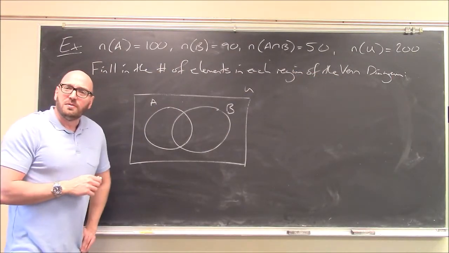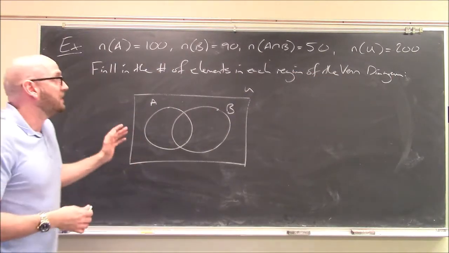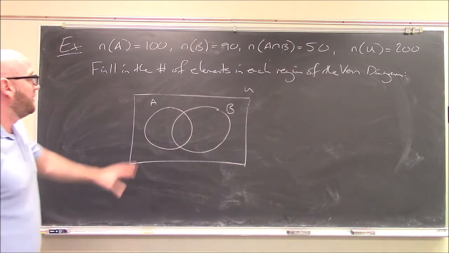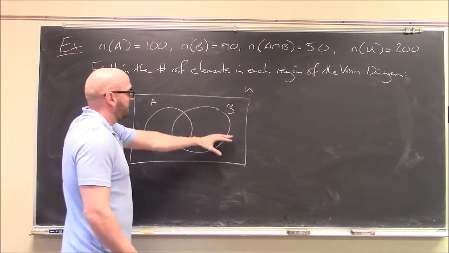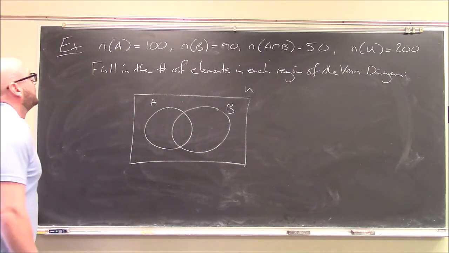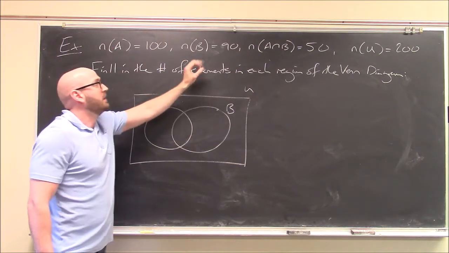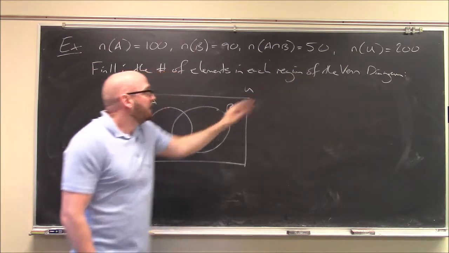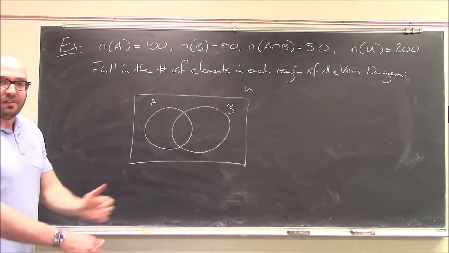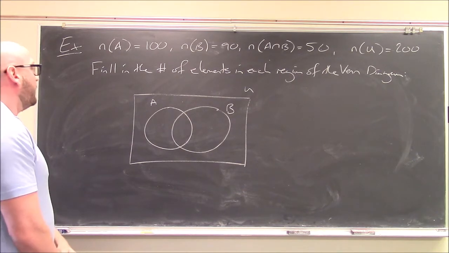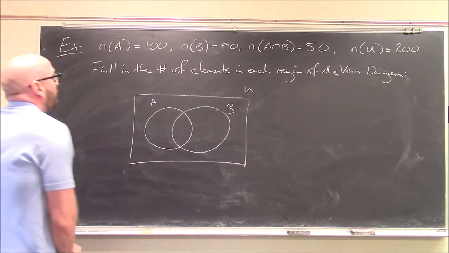So this problem here is similar to what we ended the last section 7.2 on. We were doing something very similar to this. And I have a Venn diagram. I want to fill in the number of elements in each region using some of the information we're given. So we're told the number of elements in A is 100, the number of elements in set B is 90, the number of elements in their intersection is 50, and the number of elements in the universal set is 200.